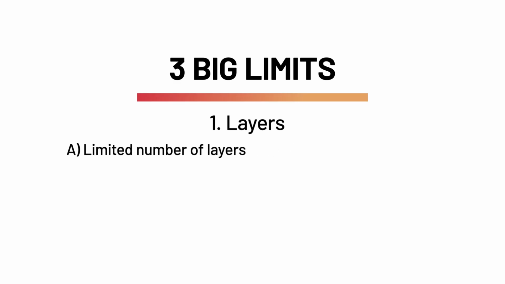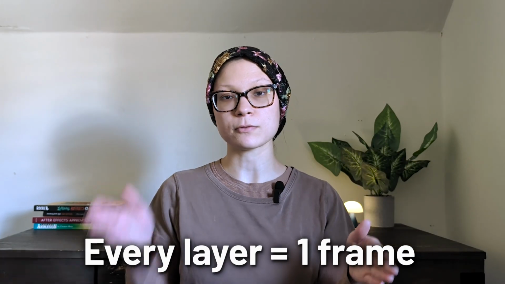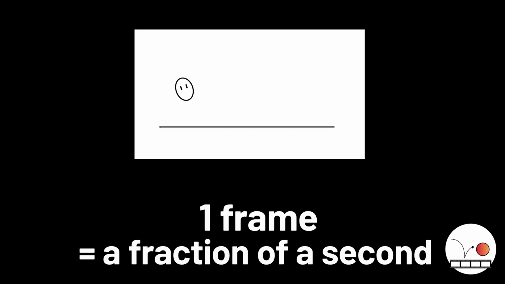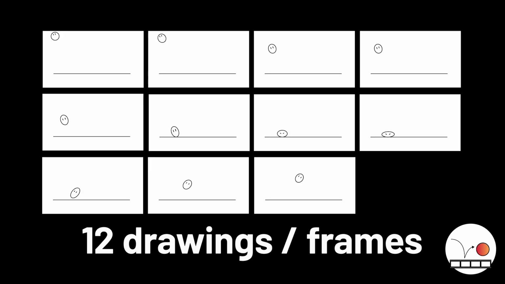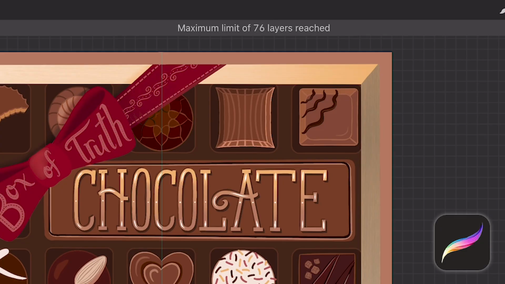Procreate only lets you have a certain number of layers in your artwork. Since you're new to animation in Procreate, every layer equals a frame. A frame in animation equals a fraction of a second. 12 drawings make up 1 second of animation. So that is why Procreate is very good for those short animations, because if you want to do a long animation, you're probably not going to have enough layers to do it.